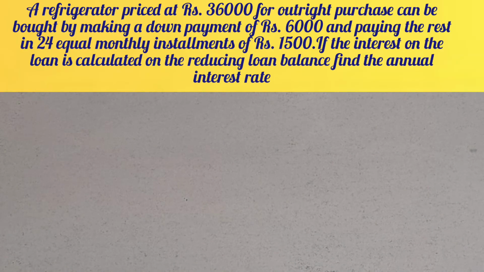Now let's solve another question. A refrigerator priced at 36,000 rupees for outright purchase can be bought by making a down payment of 6,000 rupees and paying the rest in 24 equal monthly installments of 1,500 rupees. If the interest on the loan is calculated on the reducing loan balance, find the annual interest rate. This is the way to solve this.